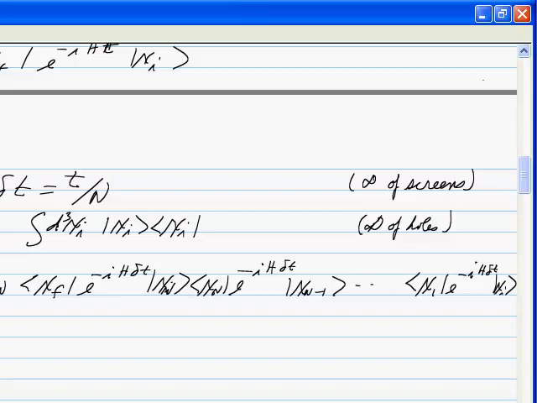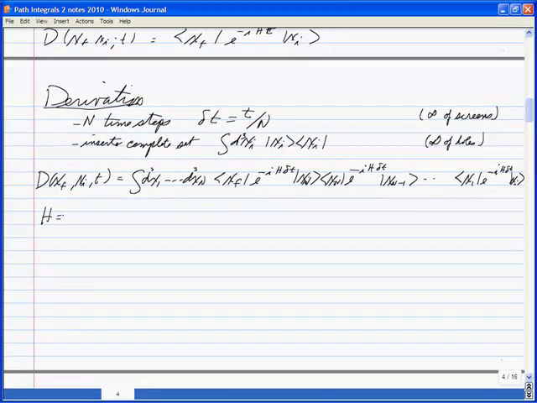Okay. So there's this expression of a large number of screens, a large number of holes, and this is the factor that you have to calculate. Well, we can calculate that. So let's evaluate it. For now I'm just going to take H as p squared over 2m and evaluate it. And you'll see later on, if I add a potential, it's really easy.